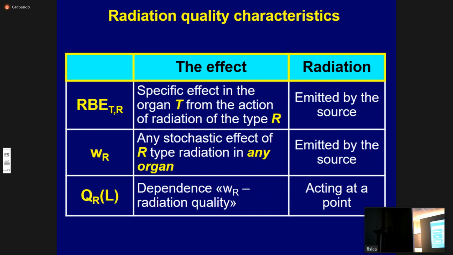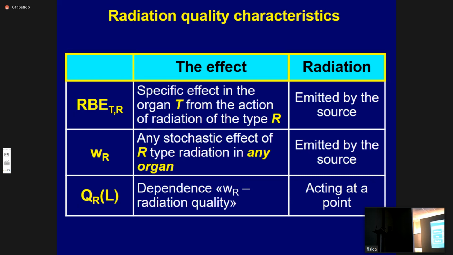Parameters reflecting the quality of radiation characterize the radiosensitivity of a standard person. There are 3 quantitative characteristics of radiation quality used in radiological protection. First is the coefficient of relative biological efficiency of radiation, or RBE. Second is the weighting coefficient of radiation, WR. And third is the radiation quality factor Q. This is R, depending on the type of radiation.